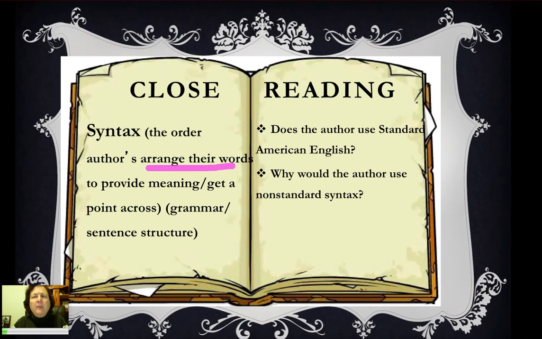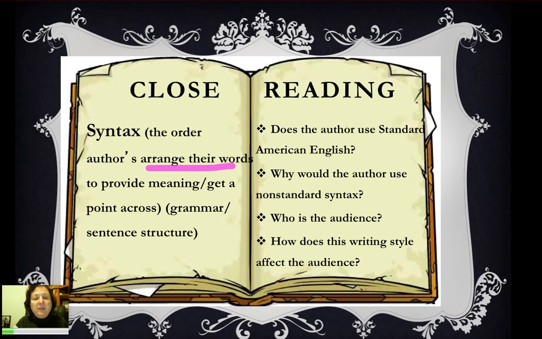Why would you do that? If you're trying to create suspense or tension, then that will do it, because if we hear the verb first, the first thing that we naturally want to do is find out who's doing that, and that immediately creates a sense of suspense and intensity. Who is the audience? And how does that writing style affect the audience? These are all key components in considering the literature and whether it's successful or effective.